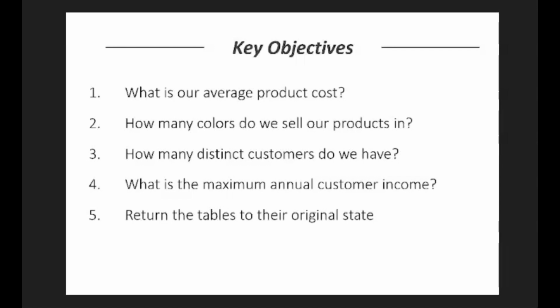Then our third objective is regarding how many distinct customers we have. Again, you have to count the total number of distinct customers. By distinct, we mean unique, right? So if a customer is repeated again and again, the count for those repeated customers should come out as one only. Then we have to calculate the maximum annual customer income. In the column that gives us the insight about the customer income, we have to calculate the maximum value.